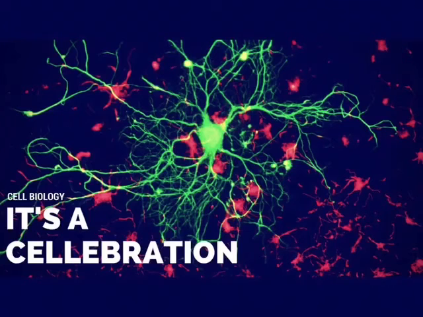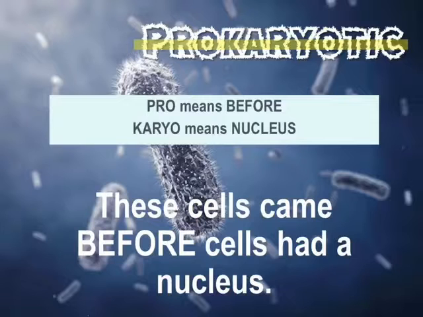Hi guys, this week we are talking about cell types and most specifically about protists. Before we start talking about protists, we need to know the two different types of cells. The first is prokaryotic. Prokaryotic is a word that comes from Greek. It means before nucleus. So it's basically saying that these cells evolved before cells had a nucleus.